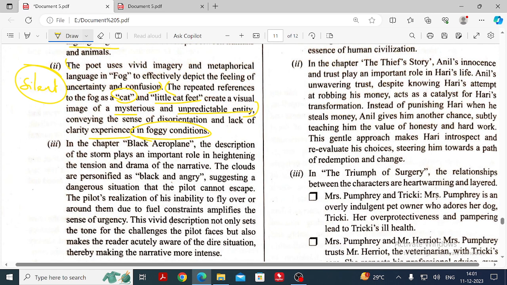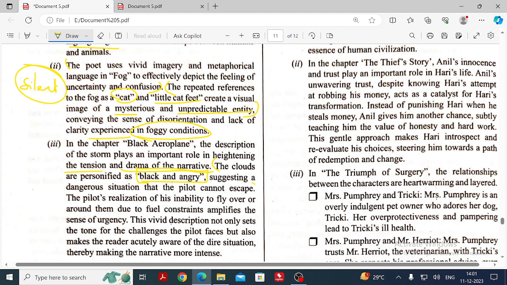So the very first point, the black aeroplane plays an important role in highlighting the tension and the drama of the narrative. Definitely there will be tension, and the drama of the narrative means the way they have narrated. The clouds are personified as black and angry. So remember this point, quote this. And then it suggests a dangerous situation that the pilot cannot escape.